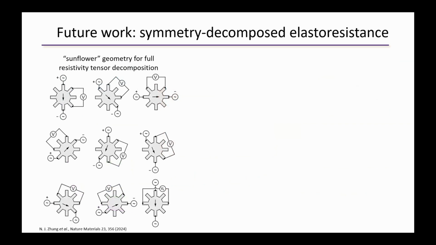So looking forward, we'd really like to be able to deconvolve the isotropic contributions to elastoresistance from anisotropic contributions. One way to do this is to adopt this so-called sunflower type sample geometry, where we make the sample a disk and have many contacts around the perimeter. That allows you to measure transport in all different directions and basically decompose the full resistivity tensor, measure rho XX, rho YY, and rho YX. And that allows you to infer the full strain tensor.